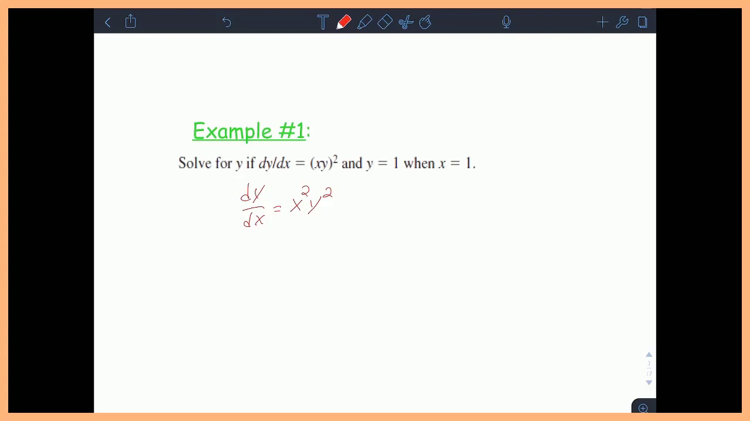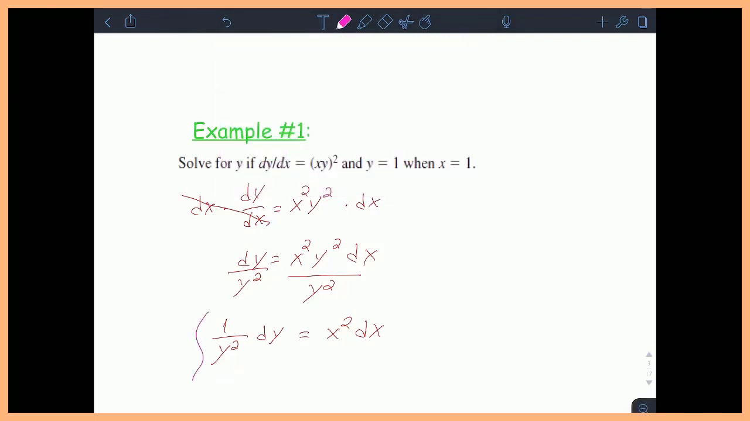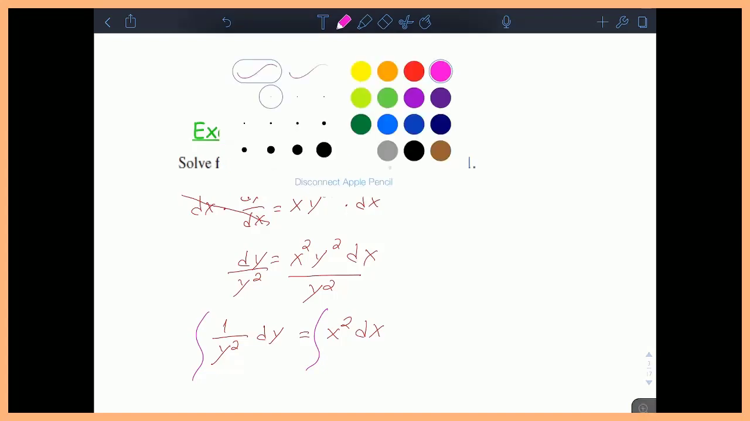And so what I'm going to do is multiply both sides by a dx here. Multiply both sides by a dx, and on this side that cancels, leaving me with dy equals x squared y squared dx, and then divide both sides by a y squared, leaving me with 1 over y squared dy equals x squared dx. Your job now is to integrate both sides with respect to the variable that's there, like the left side with y and the right side with x. Let's go ahead and try that.